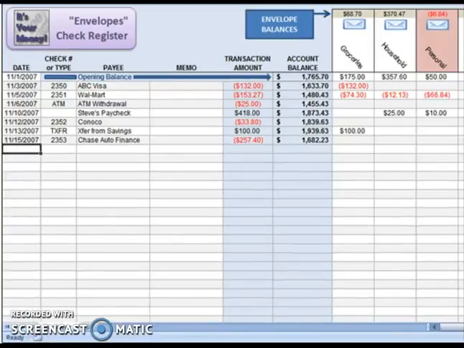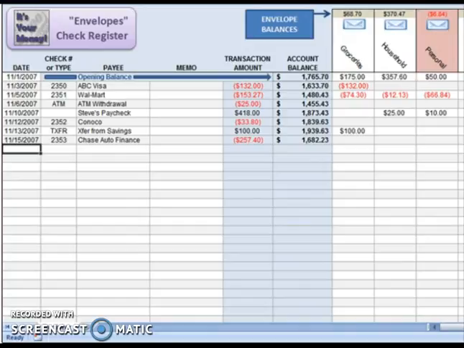Alright guys, in today's video we're going to look at the envelope system for budgeting, probably made famous by Mr. Dave Ramsey. So we're going to break down the envelope system. We'll see what it is, how it works, and how you can implement it in your personal budget. So to start off with, let's go over just what the envelope system is.